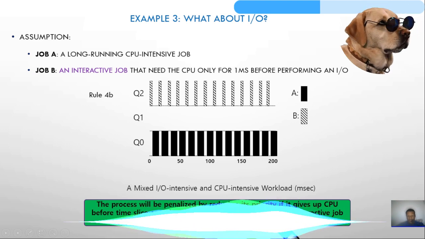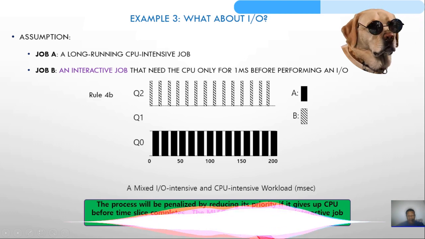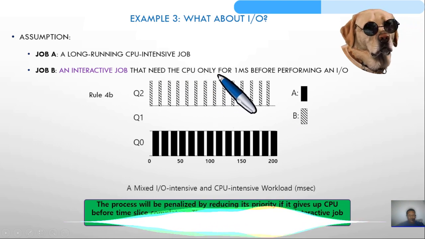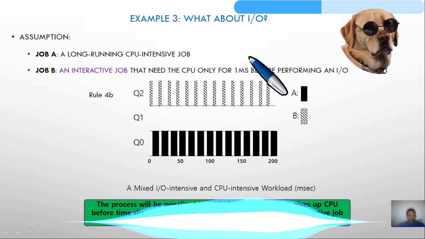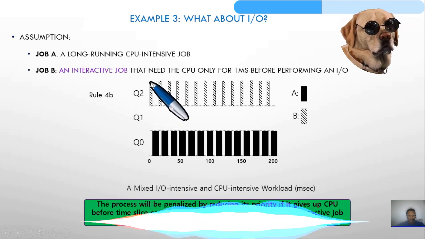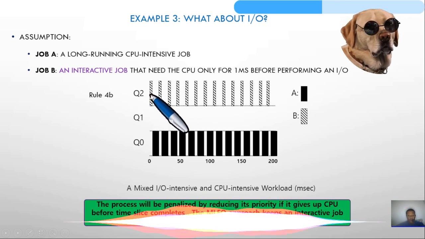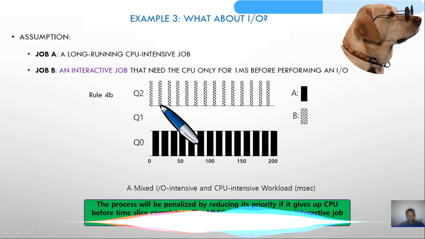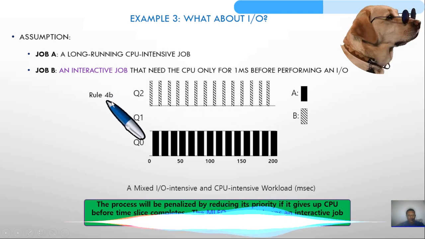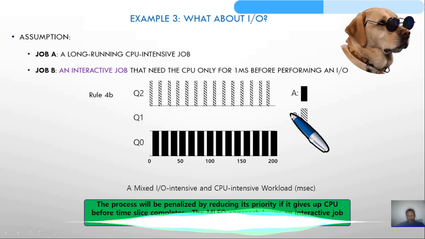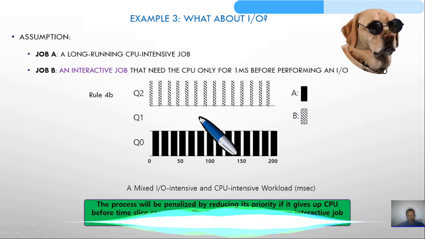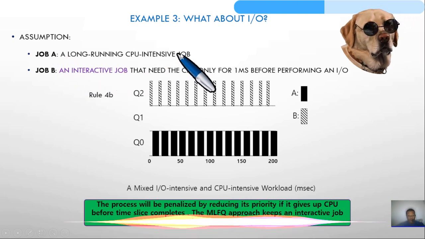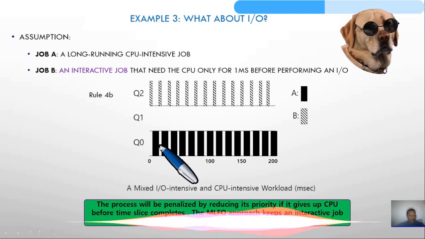The MLFQ approach keeps an interactive job at the highest priority, because as you can see here, B needs the CPU only for 1 millisecond, but the time slice is 10 milliseconds. After 1 millisecond, it will go for an I/O operation. Then it comes back, and after 1 millisecond again, as per rule 4b, job B will not go down to the next queue. But job A, the long-running process, will go down. There is no doubt.